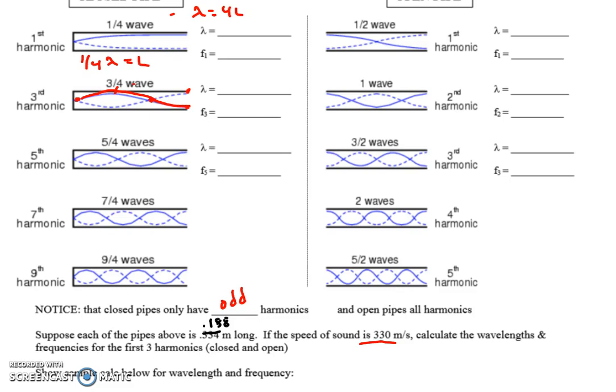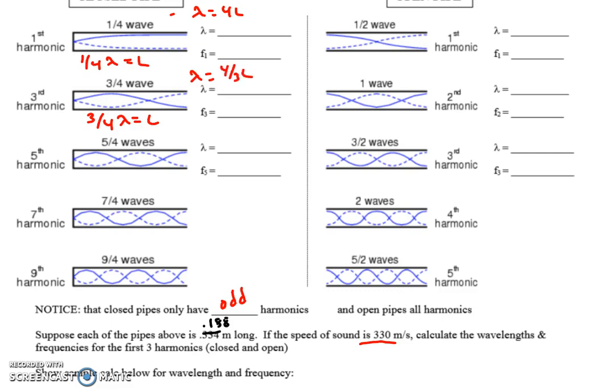And for this one, if I say that there's 3/4 of a wavelength within L, then it stands to follow that... I wrote that down wrong. If we have 3/4 of a wavelength equals L, then lambda equals 4/3 L.